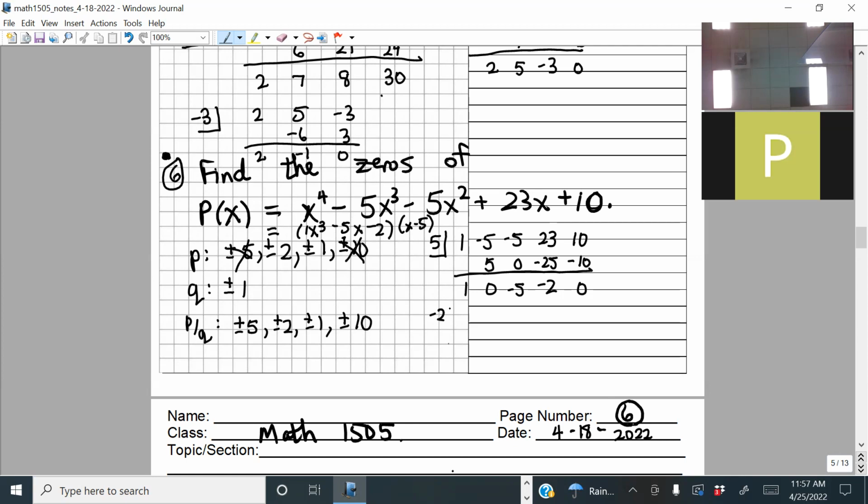-2. So does that work? All right, so -2. And what are the coefficients? 1, 0. Don't forget, you don't have an x squared, so put a 0 there. -5 and -2. See if that works. Bring down the 1. 1 times -2 is -2. So we get 0 and -2. That's -2. -2 times -2 is +4, right? -5 and 4 is -1. -2 times -1 is +2.